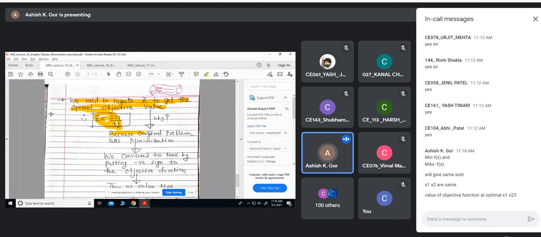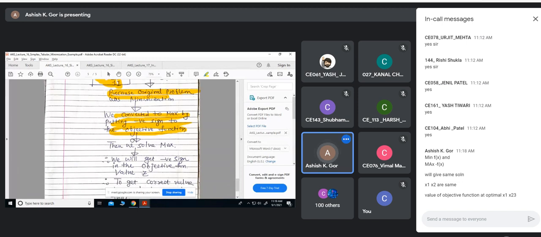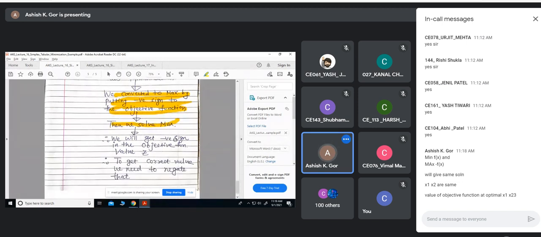Why? Because the original problem was minimization. We converted it to maximization by putting a negative sign on the objective function. So we solved a maximization problem, and so we get a negative sign in the objective function value of z. To get the correct value, we need to negate that.